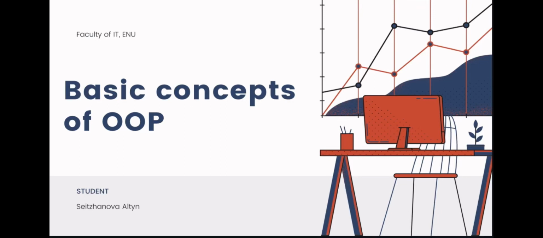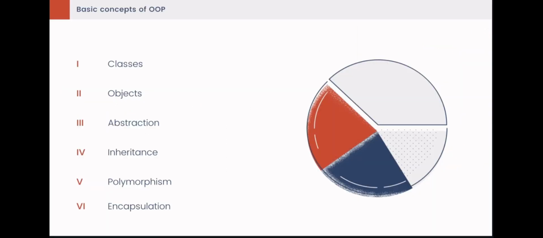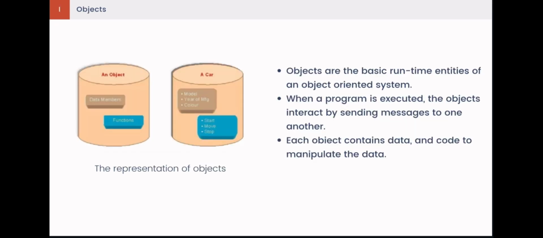The basic concepts of object-oriented programming are classes, objects, abstraction, inheritance, polymorphism, and encapsulation. Objects are the basic runtime entities of an object-oriented system. They may represent a person, a place, or any item that the program must handle.